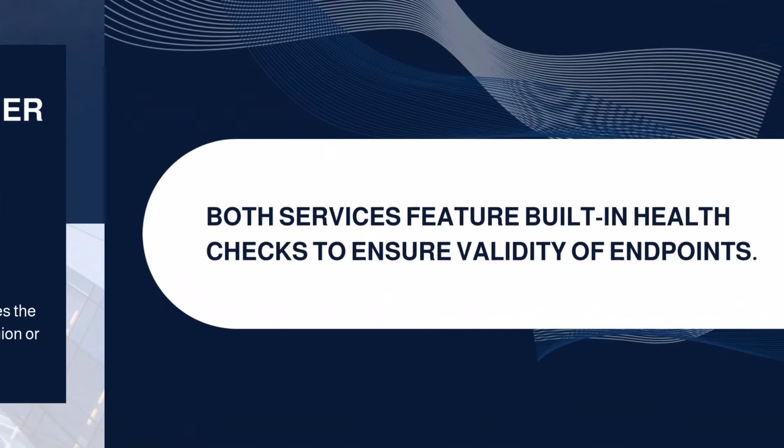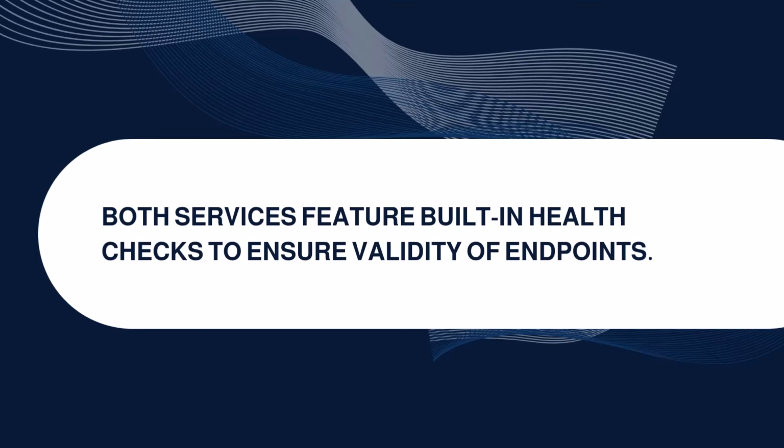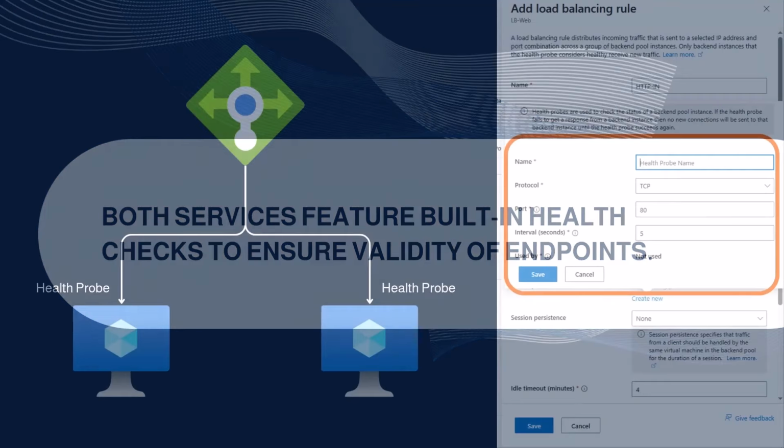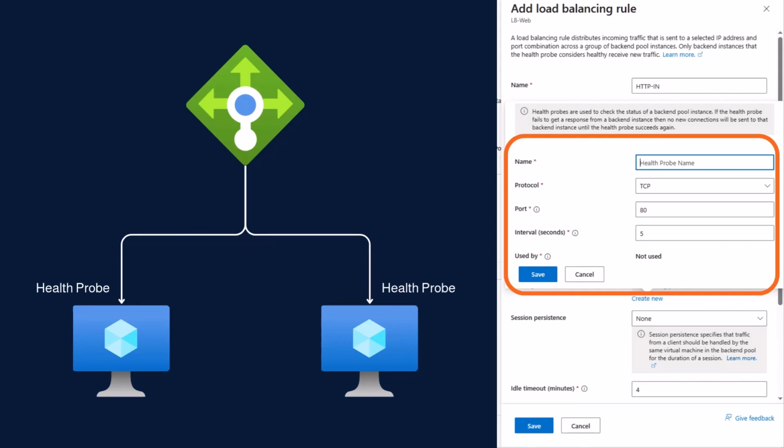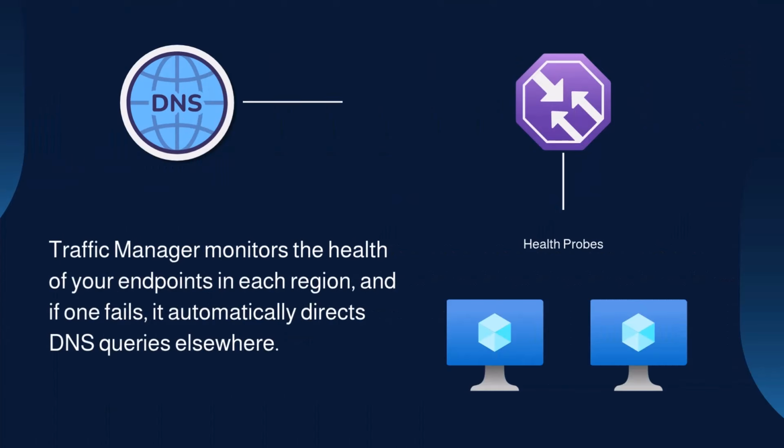As you'd expect, they both have health checks built in as well. Load Balancer probes each VM or backend web app to make sure it's responding. If one fails, it immediately stops sending traffic there. Traffic Manager does something similar, but on a global scale. It monitors the health of your endpoints in each region, and if one fails, it automatically directs DNS queries elsewhere. Again, the key thing to remember is that existing connections don't switch midstream. It only affects new lookups.